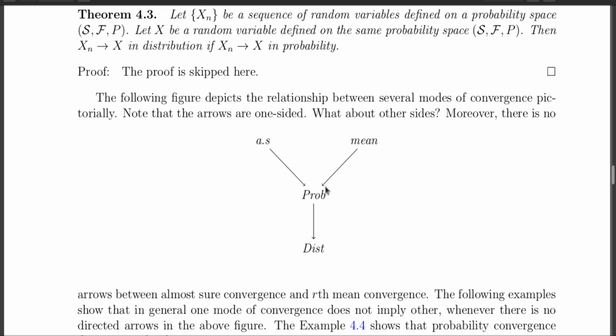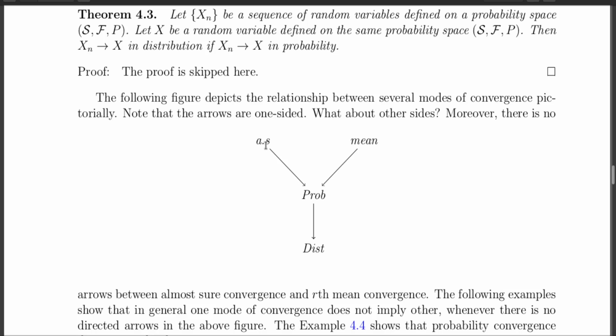This picture tells us that whenever we have a directed arrow, the relationship flows in that direction. That basically means that if Xn converges to X almost surely, this implies that Xn converges to X in probability. Similarly, if Xn converges to X in mean, then Xn converges to X in probability. And finally, if Xn converges to X in probability, that implies that Xn converges to X in distribution.